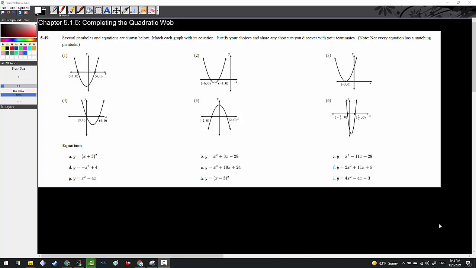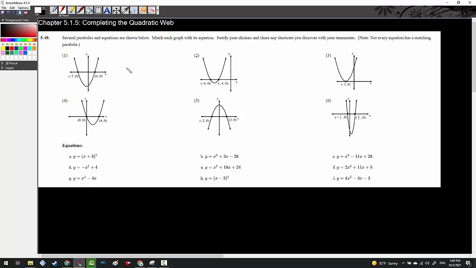In today's episode, we will be discussing Chapter 5.1.5, which is Completing the Quadratic Web. This chapter basically culminates everything that we know about factoring, about x-intercepts, about zero product property, and it culminates it into basically how do we write the equation of a quadratic and how does all of the factoring play a role. And so in the first problem here, it says several parabolas and equations are shown below. Match each equation with its graph, and then justify your choices and any shortcuts you discover with your teammates.